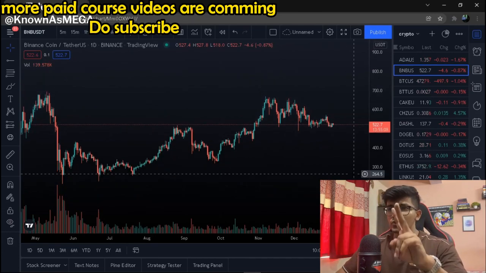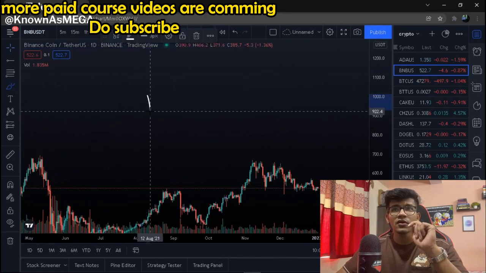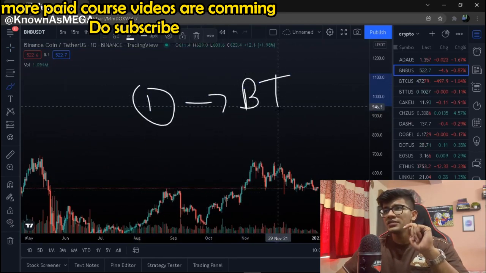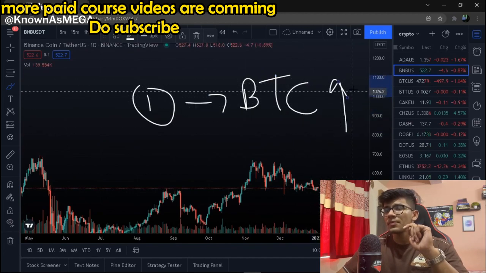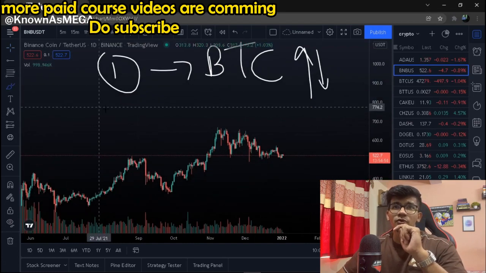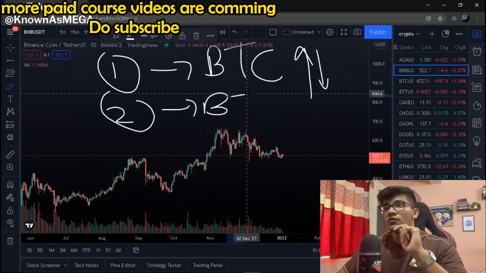Now there are going to be two types of cryptos that you are going to come across. First type is the crypto that follows BTC, that goes as per BTC. Like if BTC is going to pump, it's going to pump as well, and if BTC is going to dump, it's going to dump as well. Then the second type of crypto is one that moves on its own. It does not care where BTC goes.